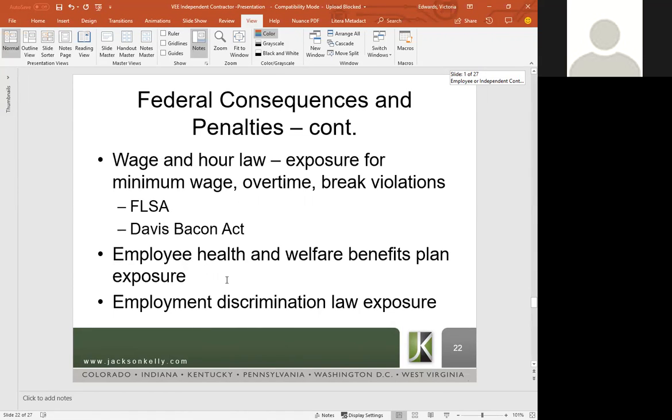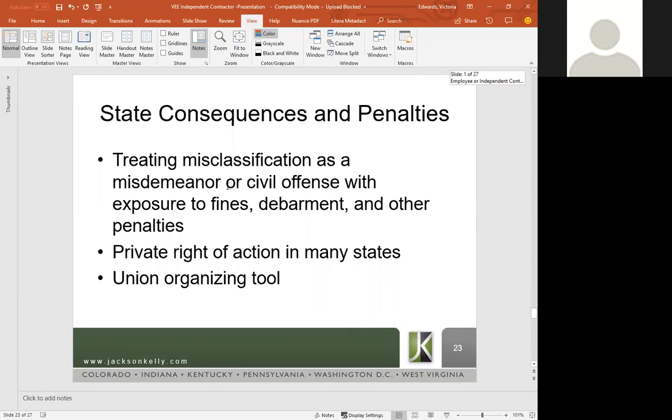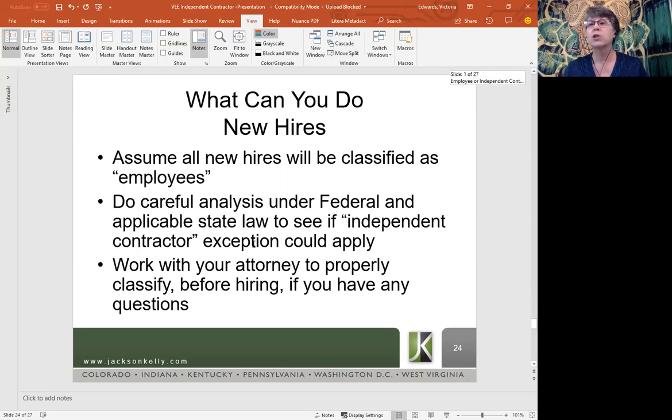So I won't go through all of this. I want to leave some time to answer some questions, but there are also state consequences: fines, debarment, other penalties. I just mentioned Colorado, you can be charged with a felony for doing that. And there are also other ways to get sued. There's no absence of ways to get sued, especially in these matters in the employment realm.